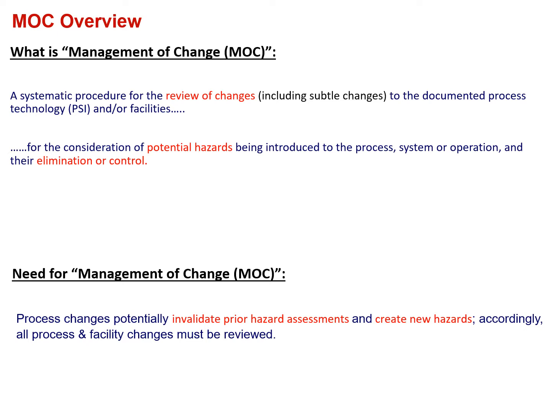What is management of change? Management of change is a systematic procedure for the review of changes, including small changes, to the documented process technology, process safety information, and/or facilities, and for the consideration of potential hazards being introduced to the process, system, or operation, and their elimination or control. So, in short, management of change is a procedure where the changes need to be documented for present reference and for future reference.